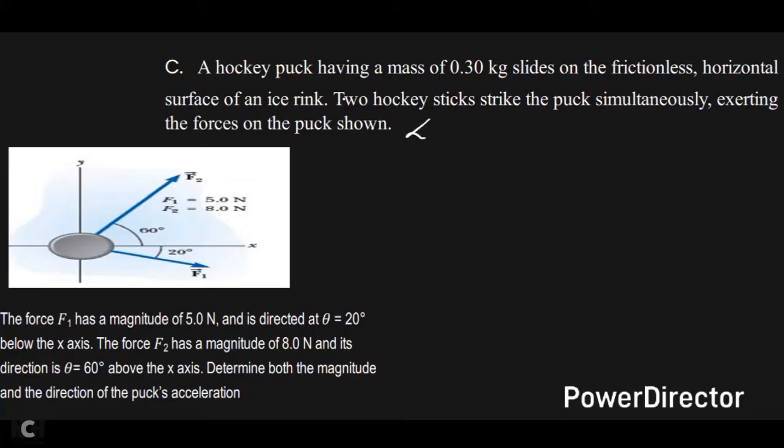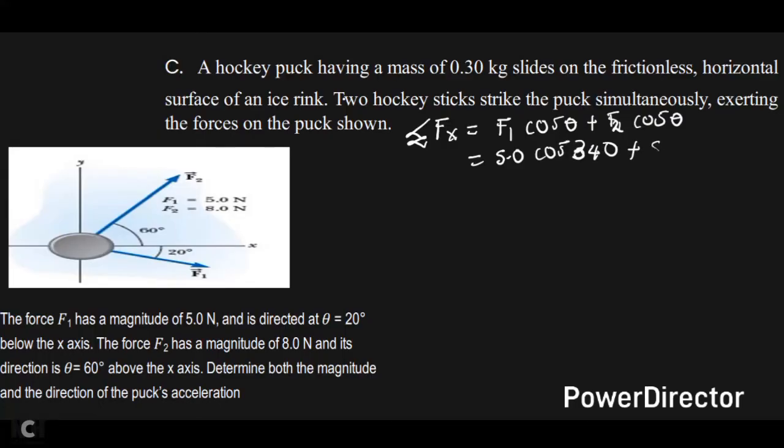Let's calculate the summation of the forces in the x-axis, which is F1 cos theta plus F2 cos theta. Then what's the force of F1? That's 5.0 here, then cos, right? So this is where F1 is, it's below the x-axis. So meaning that if it's below the x-axis, it should be what? 360 minus 20. Then what will happen, it will be 340. So this is 340 plus, how about F2? F2, it's 8.0 cos what? Then cos what?